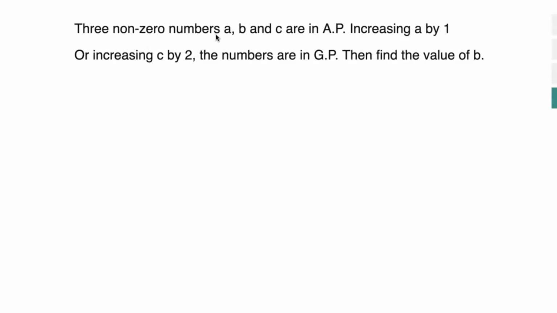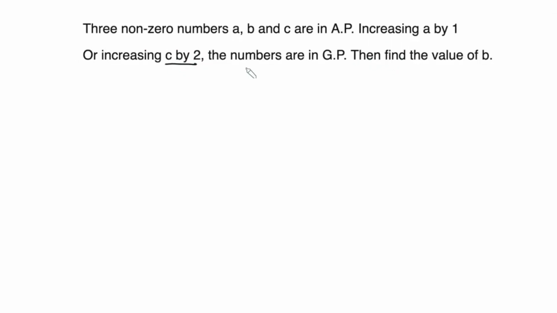Three non-zero numbers A, B, and C are in AP. Increasing A by 1, the numbers are in GP, or increasing C by 2, the numbers are in GP. So there are two conditions given. Find the value of B.